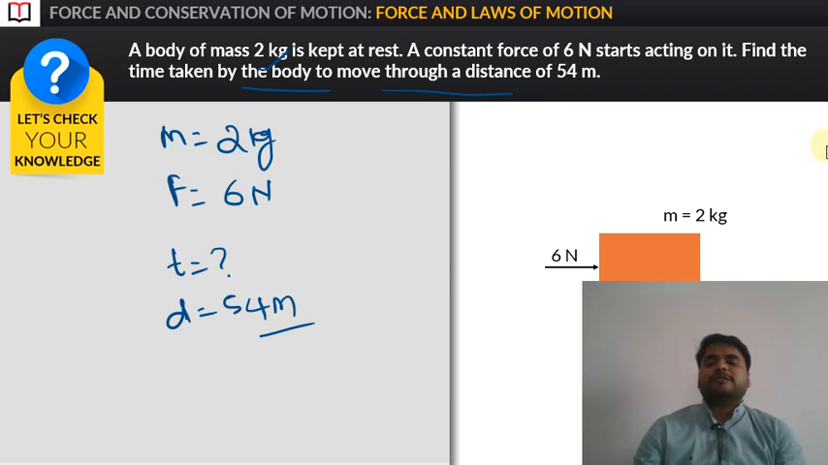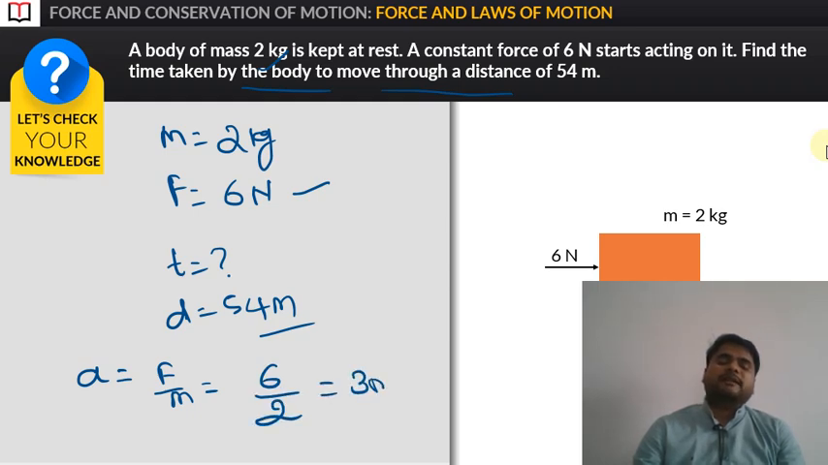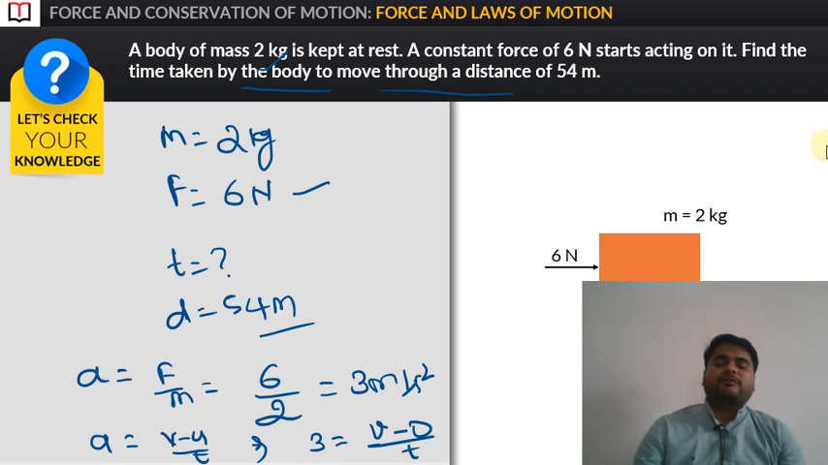First of all we will calculate the acceleration. Acceleration is equal to force upon mass. Here force is 6 Newton and mass is 2, so 3 meter per second square will be the acceleration of the object. Now acceleration is v minus u upon t. Here the value of a is 3, v is not given, the initial velocity of the object is 0, and we also have to find the time.